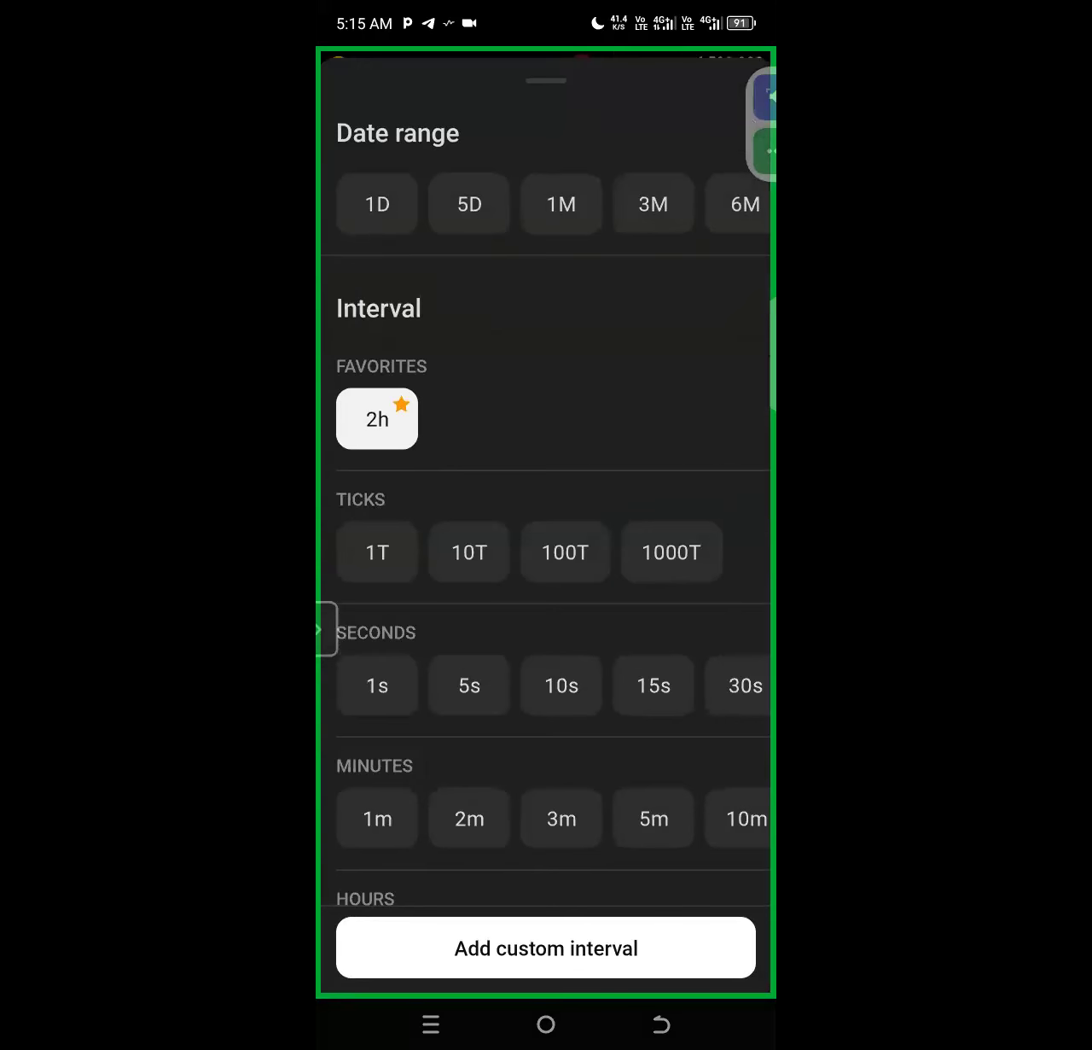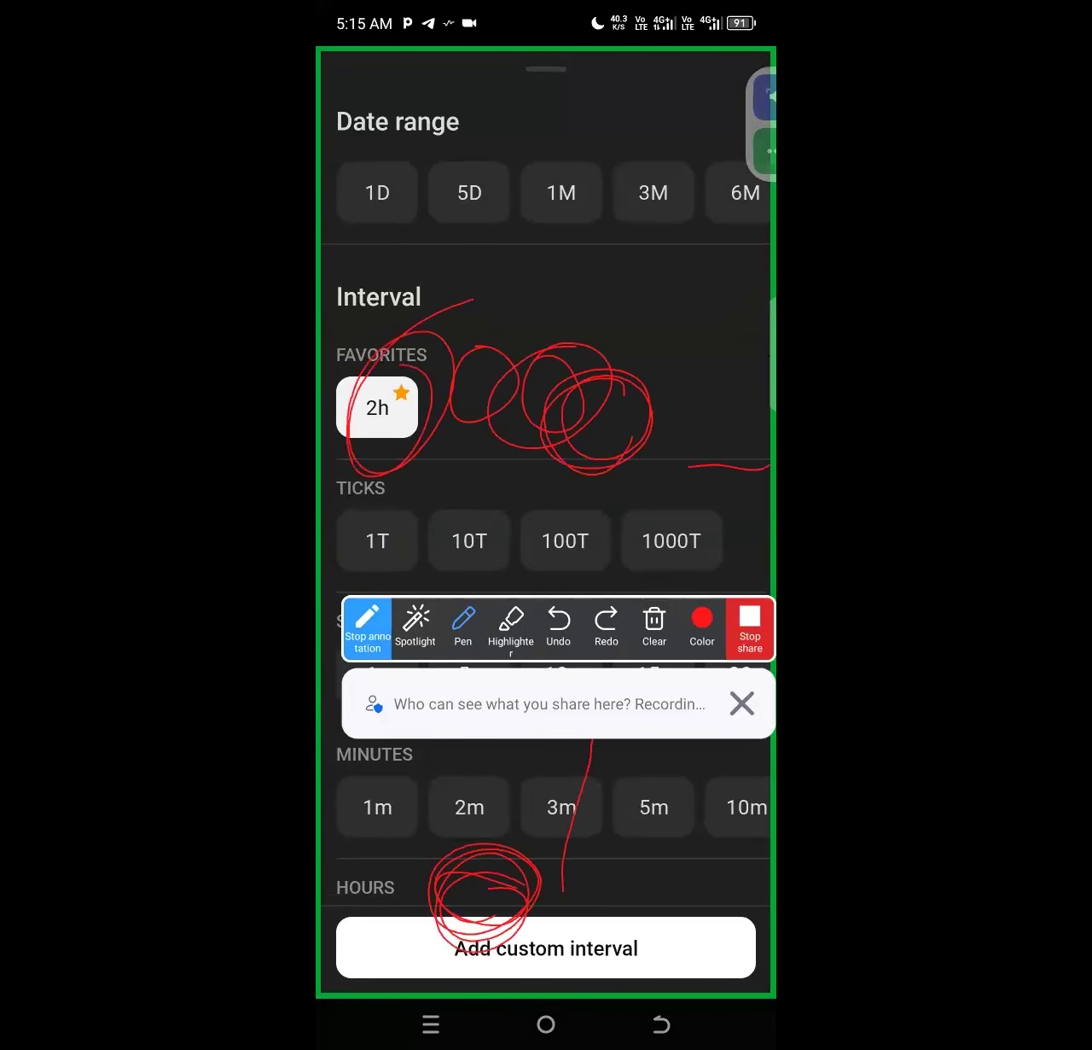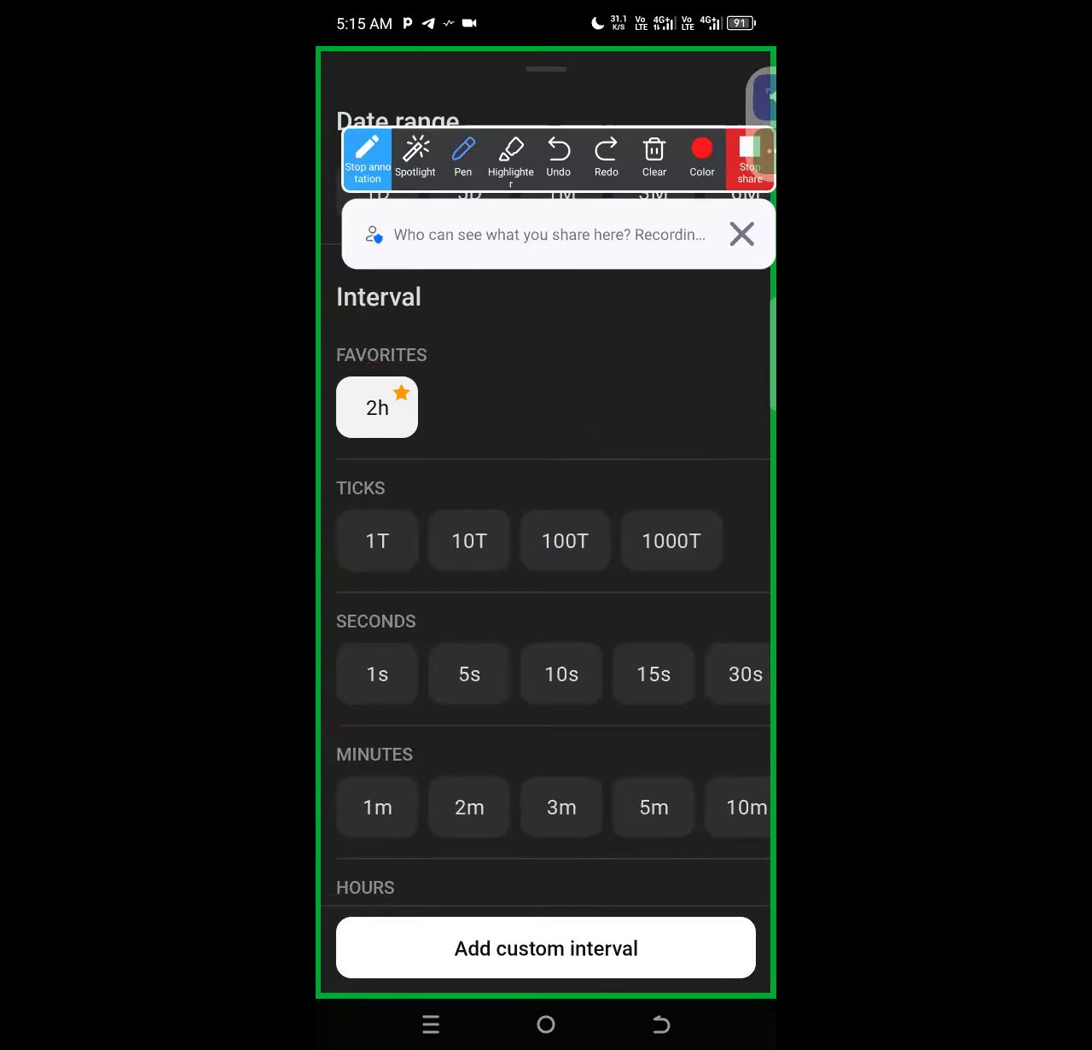Now when you tap on the time frame, you can categorically see we have date range. So for instance, we have seconds, 1 second, we have 1 minute, then proceeding to hours. Now we have what we call the shorter time frames, the mid time frame, and then also the longer time frames.